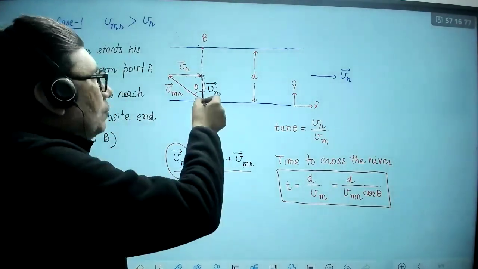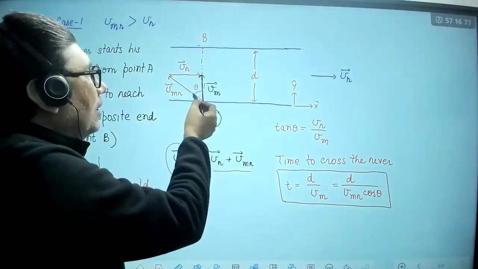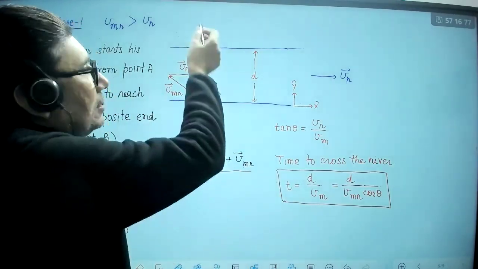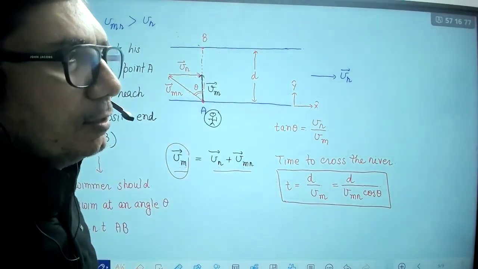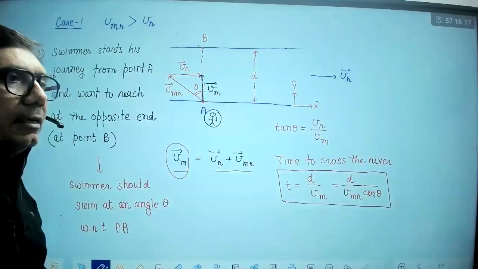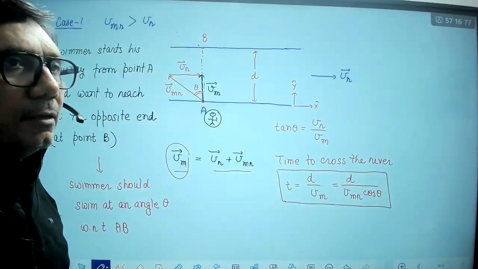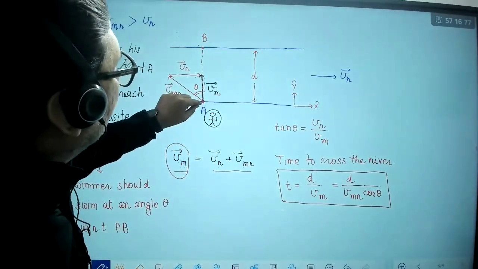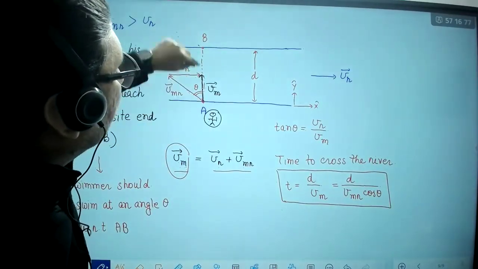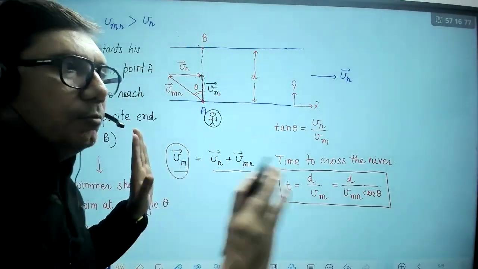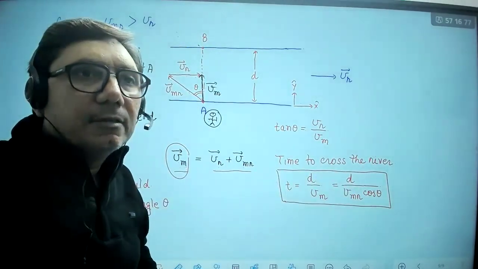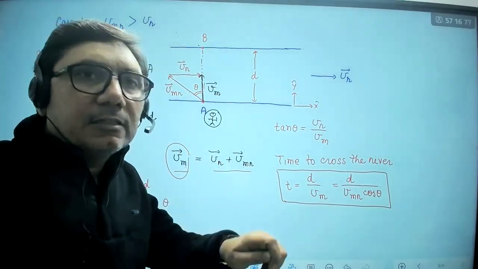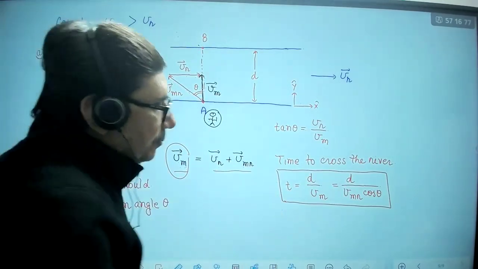First, he wants to cross in this direction, so you want to find out this angle theta. Second, you want to find out the time in which he will cross this river in perpendicular direction. Next question is, he wants to cross the river in minimum time. Now he is removing this restriction. He doesn't want to cross this river in perpendicular direction. He removes this condition, and he wants to cross this river in minimum time.